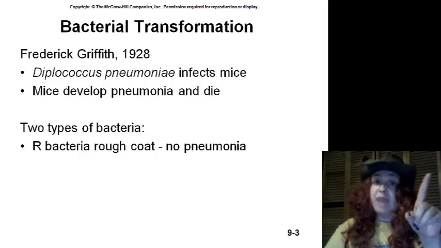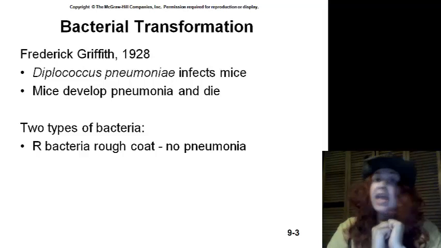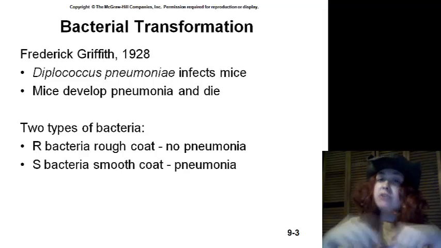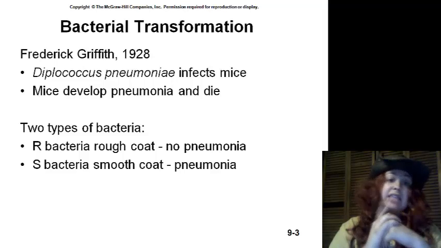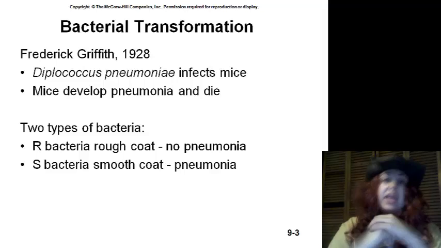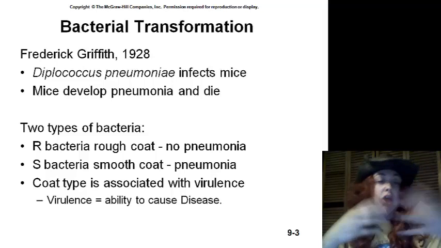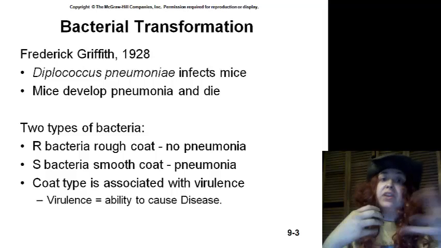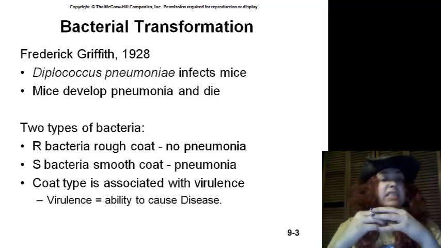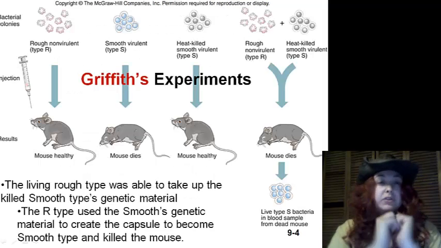There was a rough bacteria, or an R bacteria, that had a rough coat on the outside, and it did not cause pneumonia. But he also had a smooth type, or an S type, that had a capsule around that bacteria, and that one caused pneumonia. So, the coat was associated with the virulence, and virulence is the ability to cause disease. So let's take a closer look.